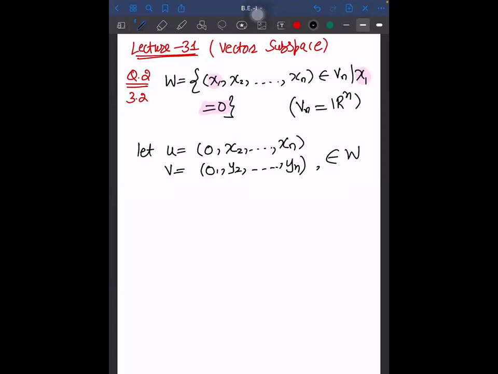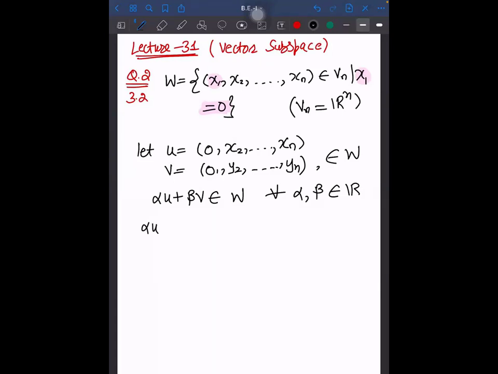Now, see this. What do you want to prove? If you are able to prove that alpha u plus beta v belongs to W for all alpha, beta belonging to the reals, then we are done, right? This is the theorem which we have done. Is this enough to show that W is a subspace?